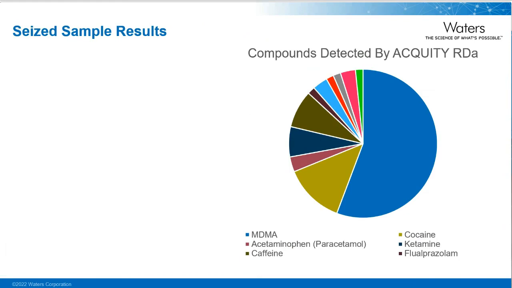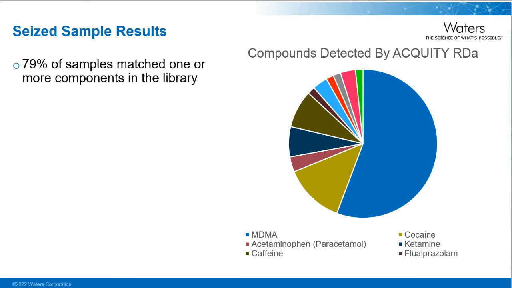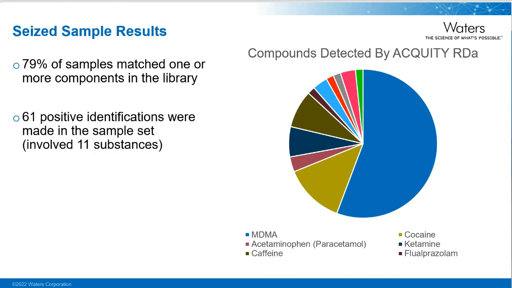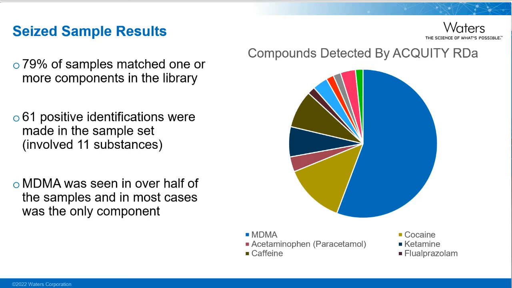Presented here is a results summary for the 66 case samples which were analysed using the ACQUITY RDa detector. 79% of the samples were matched to one or more components in the library. There were 61 positive detections made in the dataset, and a summation of these substances is shown in the graph here. MDMA was the most prevalent substance detected and was identified in over half of the samples tested.